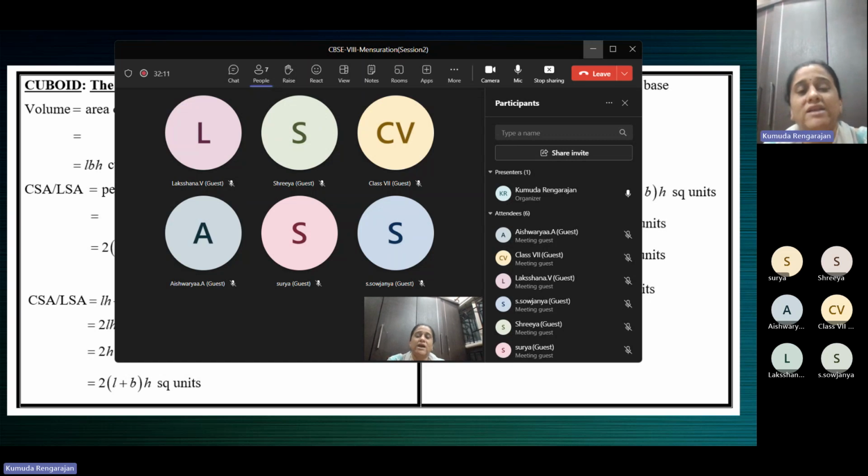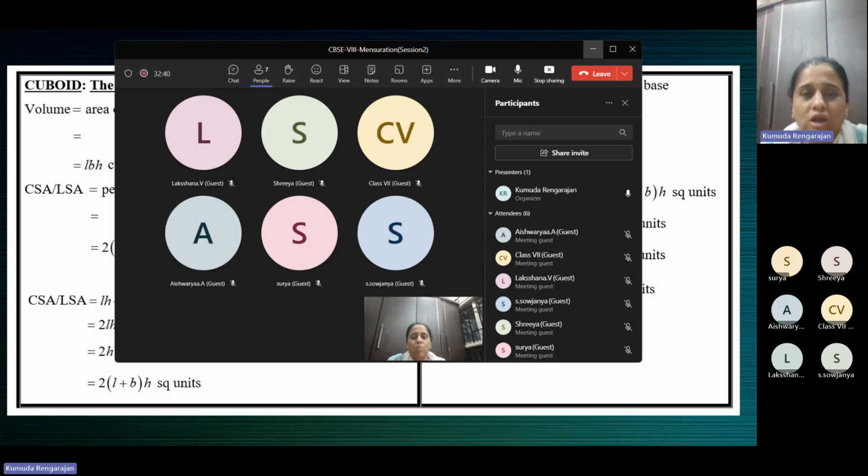Cube and cuboid are solids. They are 3-dimensional. Their cross sections are 2-dimensional. Cube is a solid. It's 3-dimensional. Its cross section is a square, which is 2-dimensional. A cuboid is a solid. It's 3-dimensional. Its cross section is a rectangle, which is 2-dimensional. It's a plane figure.